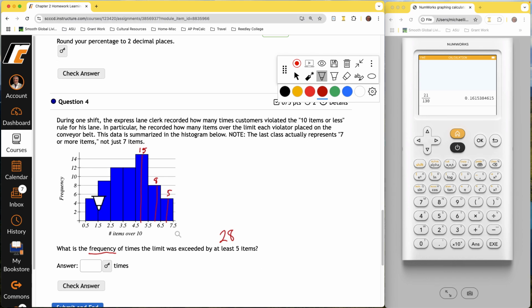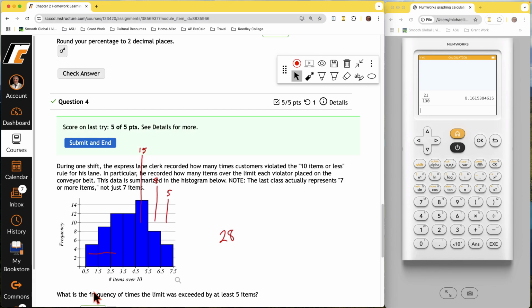I mean, you could expect 1 item. People are going to sneak that in. 11, not a big deal. But these other ones, definitely going over it. Okay, so that was that one.